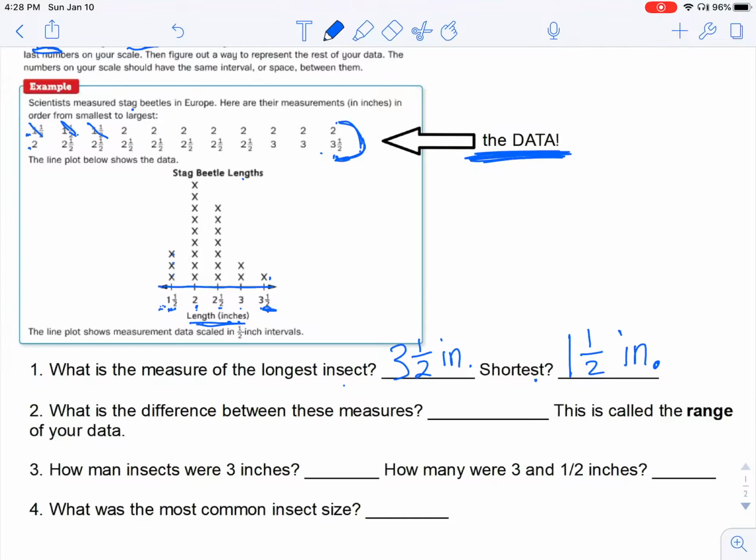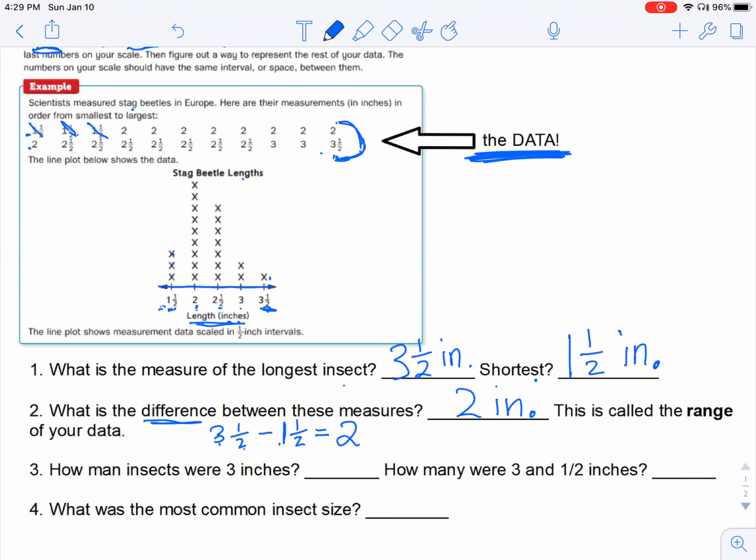Now it says, what is the difference between these measures? Whenever I hear that word difference, I think difference, ding, ding, ding, subtraction. So I know I have to subtract. So I'm going to write the highest, 3.5, minus the lowest, 1.5. Good thing you're pros at subtracting mixed numbers, right? Fractions first, 1/2 minus 1/2 would be 0, so I don't need to write anything. And 3 minus 1 is 2. You also could have used the adding up strategy to see that those are 2 inches apart.